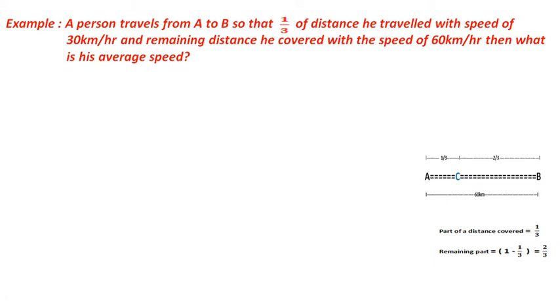I hope you got this step. I have taken the total distance as AB, and the part of the distance AC is 1/3. So 1/3 of the distance he covered with a speed of 30 km/h, and CB is the remaining distance, that is 2 by 3, or 2/3 of the distance, which he covered with 60 km/h. See how to solve this example.